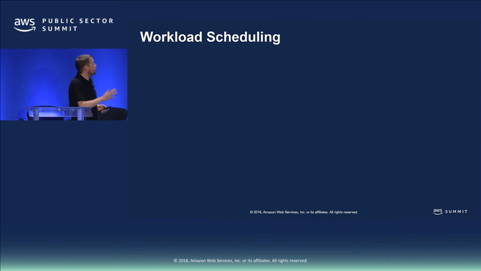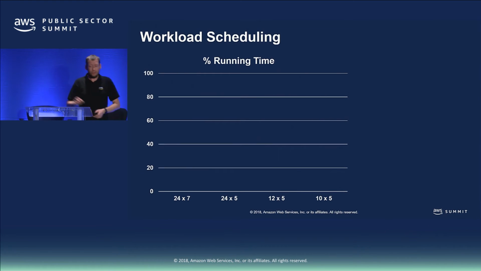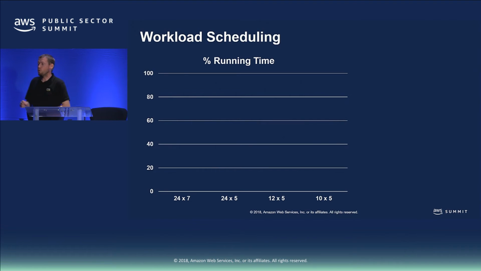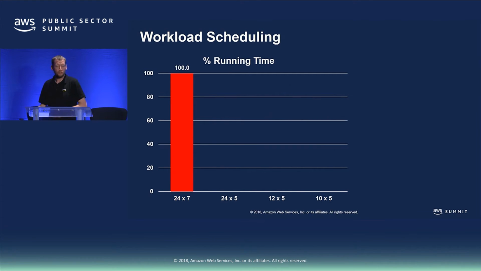Pardon me. So workload scheduling. This is another key aspect, and this is one that's quite often overlooked, but this is the simplest, the quickest way you can drive lower costs in your organization. If you have an instance that's running 24/7 in a particular time period, you pay 100% of the cost of that. It's fairly obvious. If it's running all month, you pay the full monthly cost.